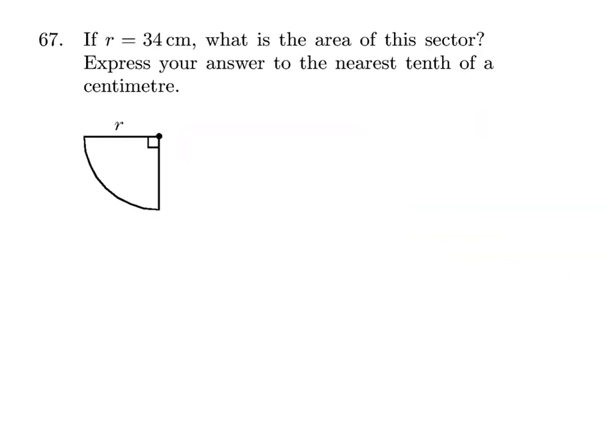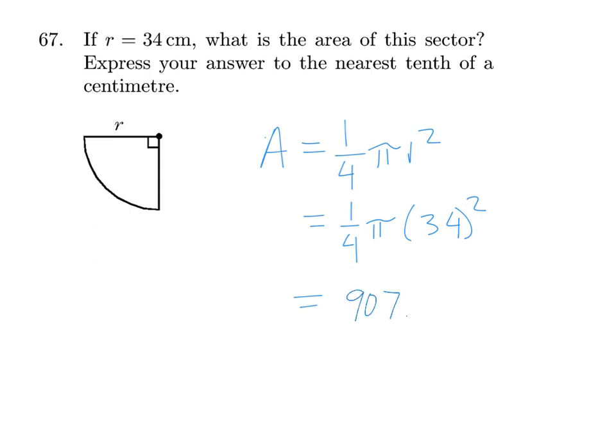All right, if r is equal to 34, what is the area of this sector? Express your answer rounded to the nearest tenth. All right, this is just a quarter of a circle. So A is equal to 1/4 pi r squared. So I have 1/4 of pi times 34 squared. The important thing is that you know how to set it up properly. Once you punch it in your calculator and round the decimal to the nearest tenth, and we have centimeters squared. Done.